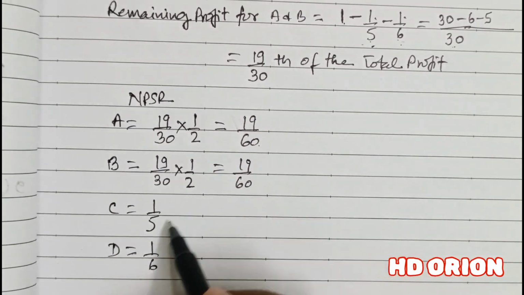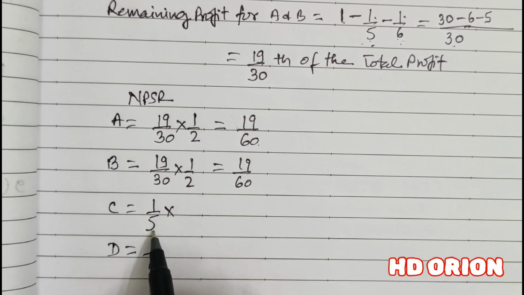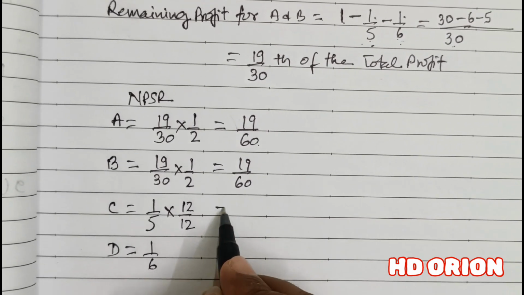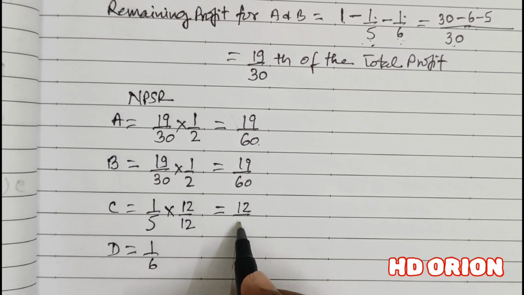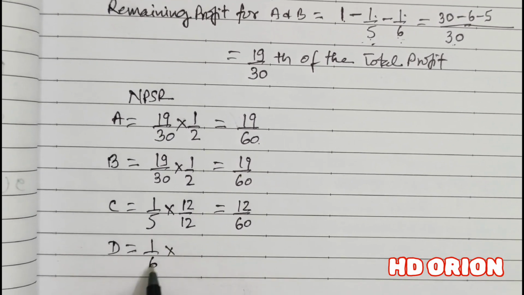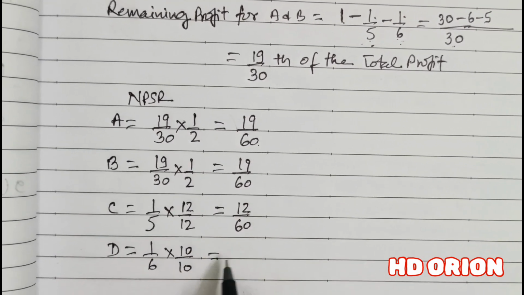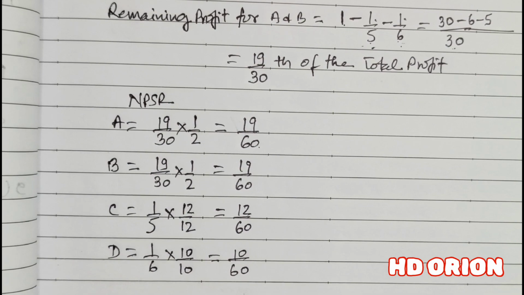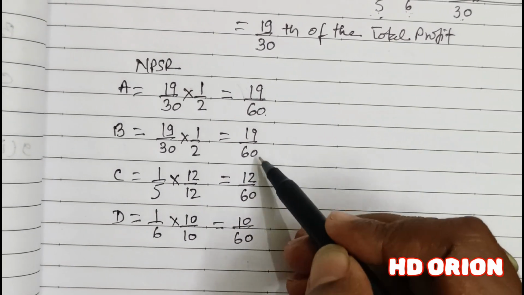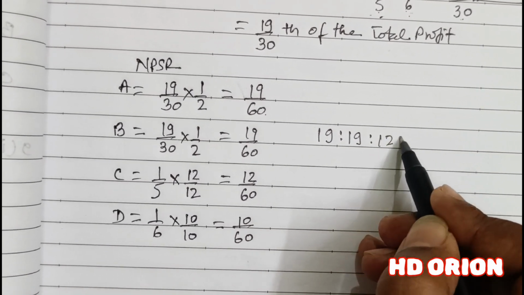So when it is 60/60, we have to make the denominator 60 here. So how much to multiply and divide? If you multiply and divide it by 12, C's portion will also become 12/60. And D's portion, to get 60 in the denominator, multiply and divide it by 10. So it is 10/60. Now you see the denominators are 60. Therefore, the numerators can be taken as our new profit sharing ratio.